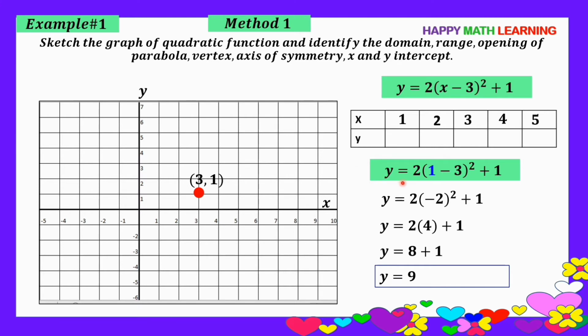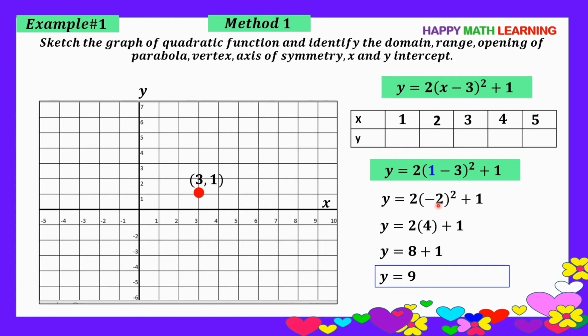If the value of x is 1, what is the value of y? To get the value of y, substitute the value of x, which is 1, to the original equation. Here we get y equals 2 times the quantity of 1 minus 3 squared plus 1. Simplify, bring down y equals 2 times the quantity of negative 2 squared plus 1.